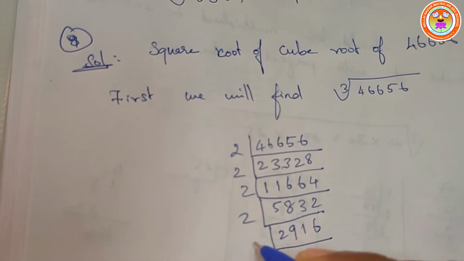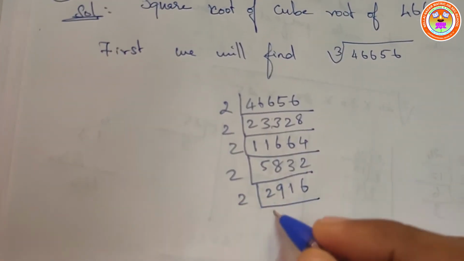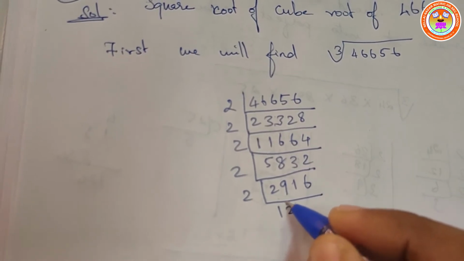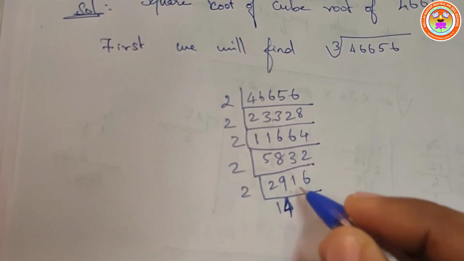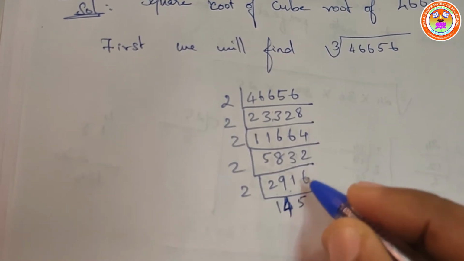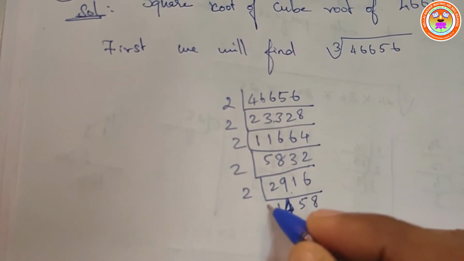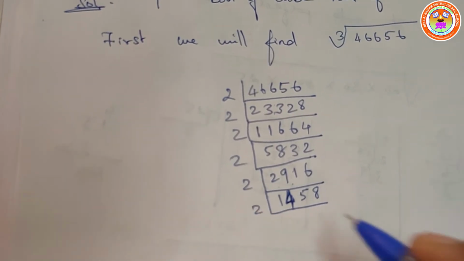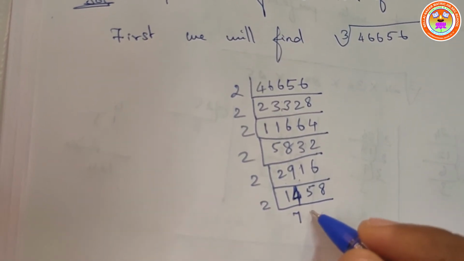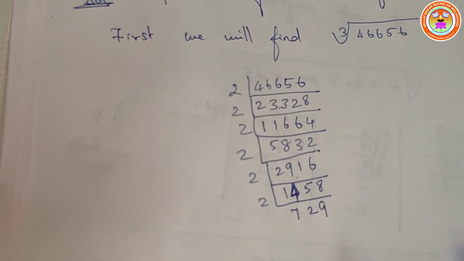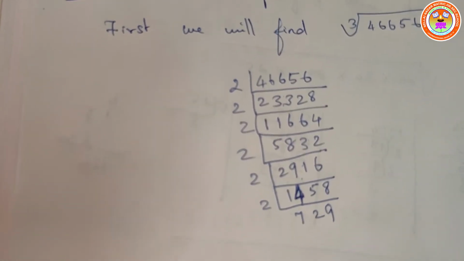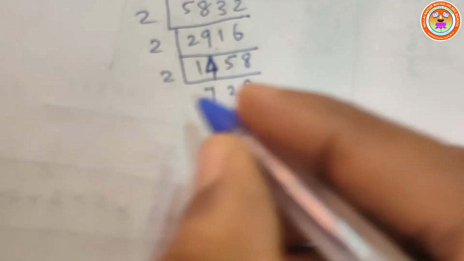Again you go for the 2 tables. 1 2 is 2, 4 2s are 8, 4 2s are 8, remainder 1, 5 2s are 10, remainder 1, 16, 8 2s are 16. Again you go for the 2 tables. 7 2s are 14, and 2 2s are 4, remainder 1, 9. This 729 will go by 3 tables.